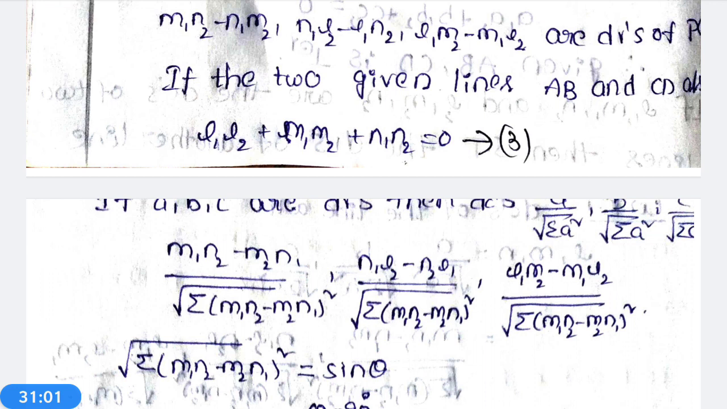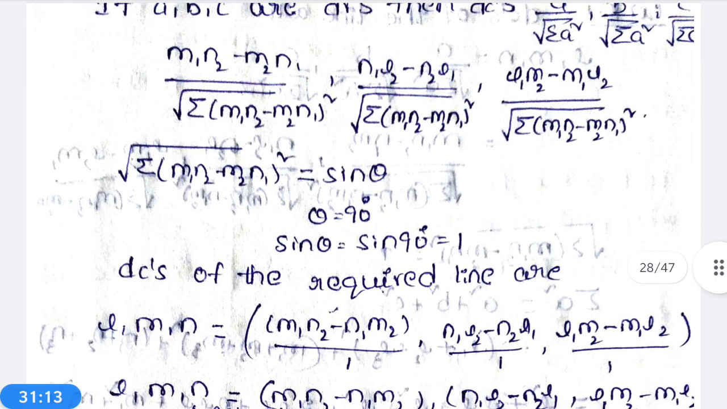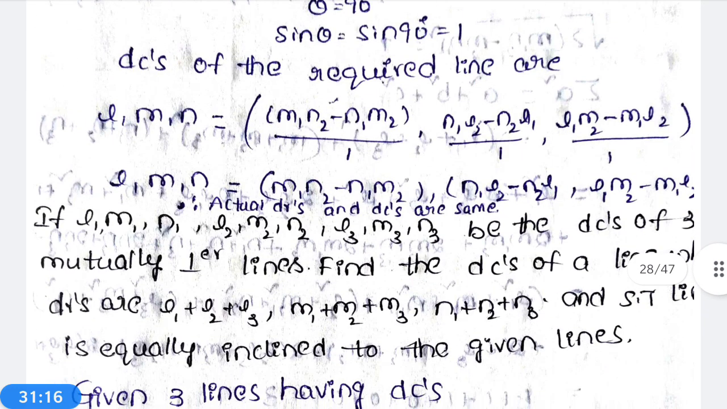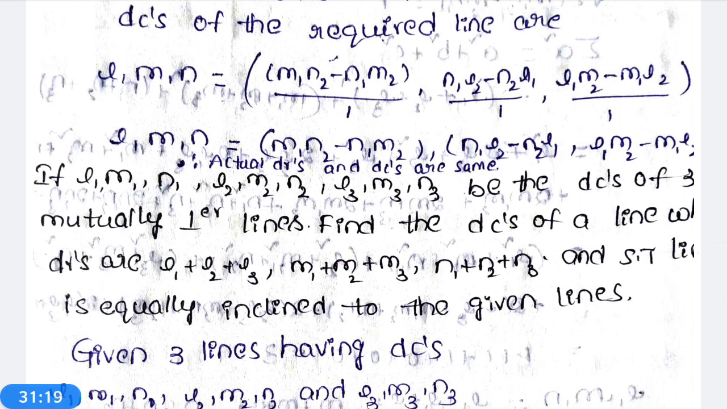The DCs of the required line and the actual DRs of the given line are the same. This is the problem. Next problem. This problem is also very, very important from the examination point of view. If l1 m1 n1, l2 m2 n2, l3 m3 n3 are the DCs of three mutually perpendicular lines, find the DCs of a line whose DRs are l1 plus l2 plus l3, m1 plus m2 plus m3, n1 plus n2 plus n3, and show that the line is equally inclined to the given lines.